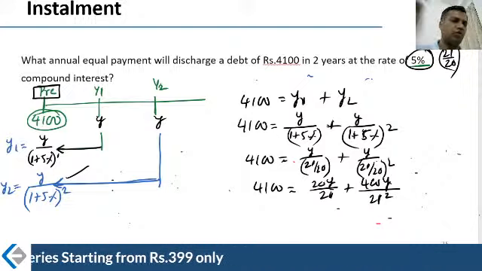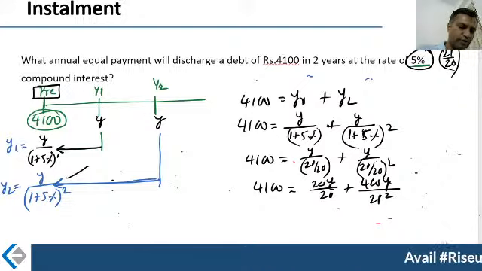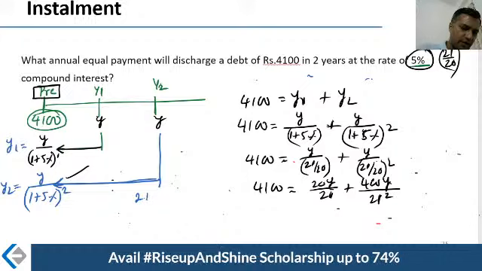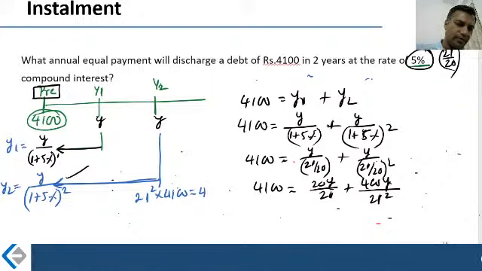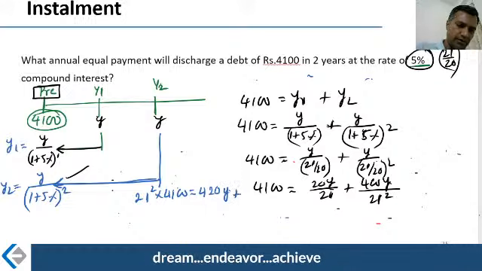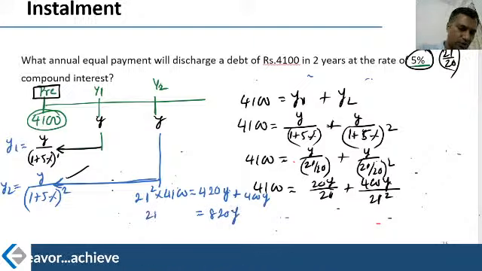Multiply throughout by 21 square, friends. You will get 21 square times 4100, which is also nothing but 21 into 20, that's nothing but 420y plus 400y. All right, now together, this becomes 820y, which is equal to 21 square times 4100.